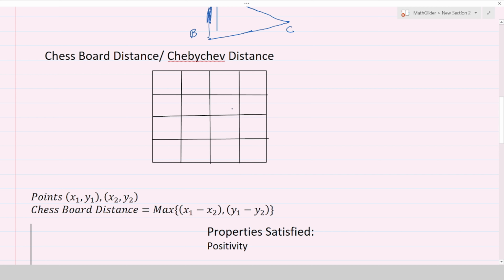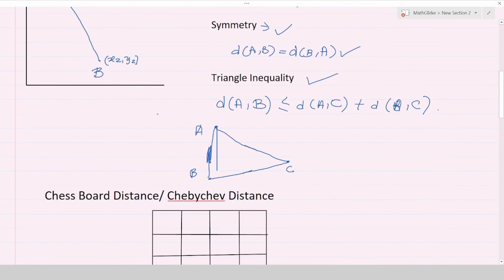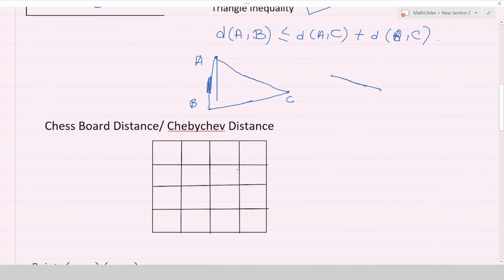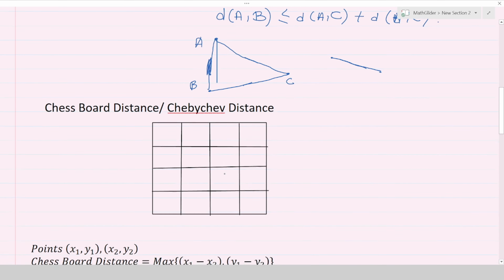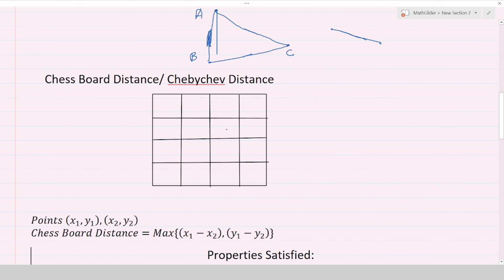You must not have seen this very often, but this is a different approach to defining distance. In Euclidean distance, you know that if you want to find the distance between 2 points, you simply draw the line and its length is the distance. Okay, so now we are in chessboard distance.